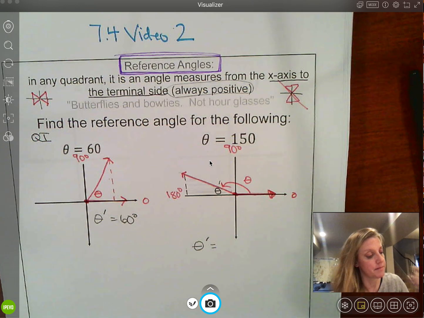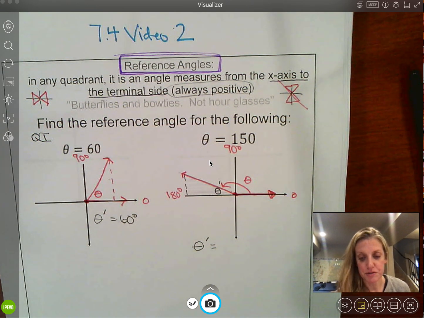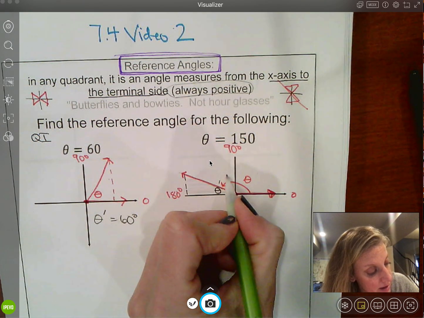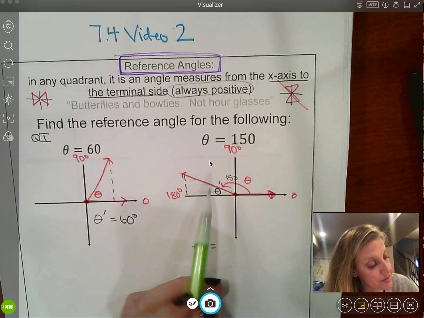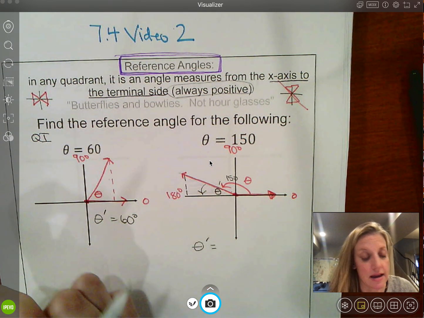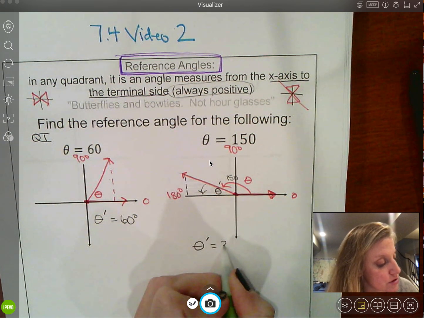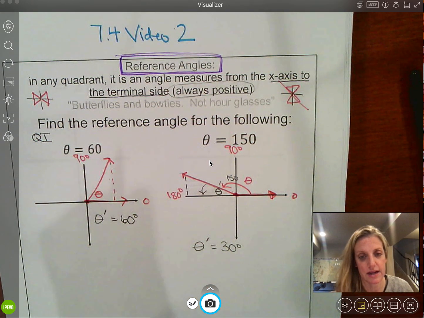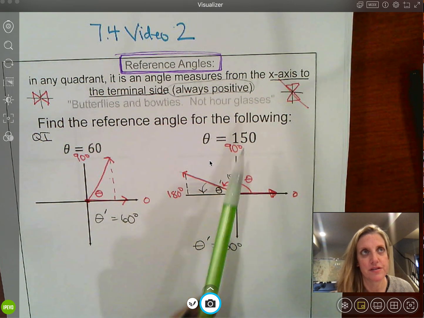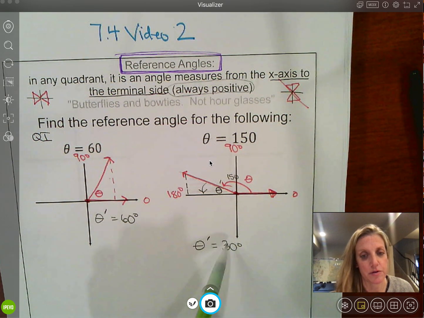And let's think about, what would that measure be? How big is that? What is that reference angle measure right there? If this is 150, think of it as how much further do you have to go to get to 180? If you're at 150, you have to go 30 more degrees to get to 180. So if you have an angle of 150, its reference angle will be 30.